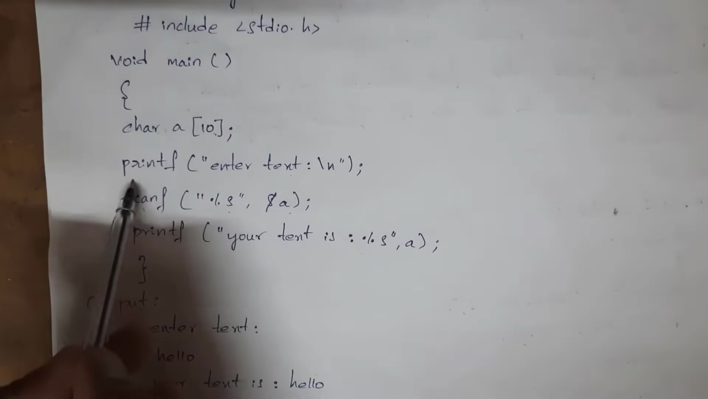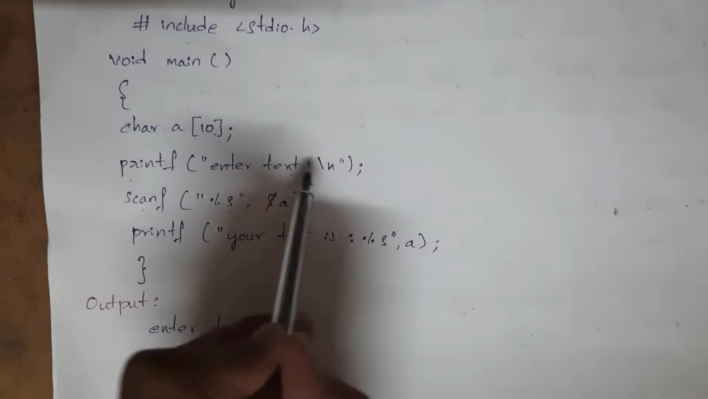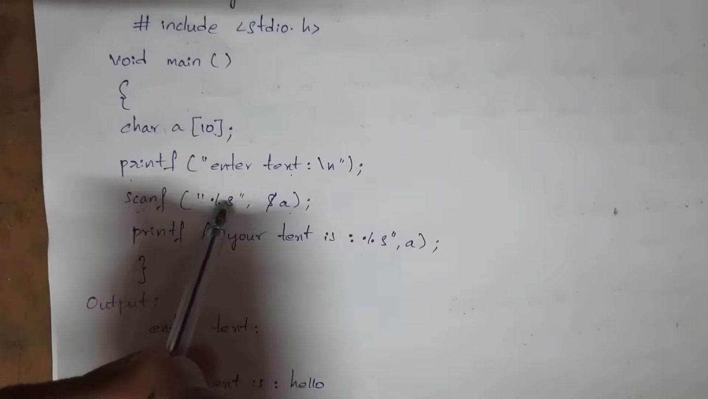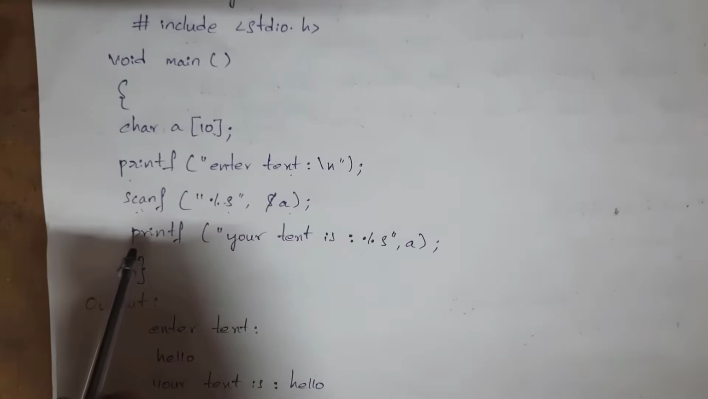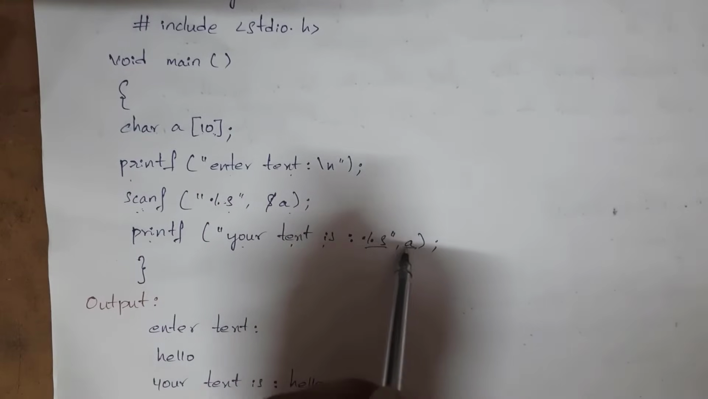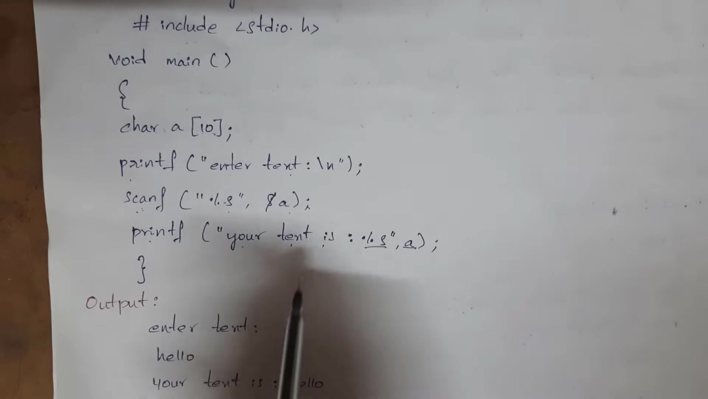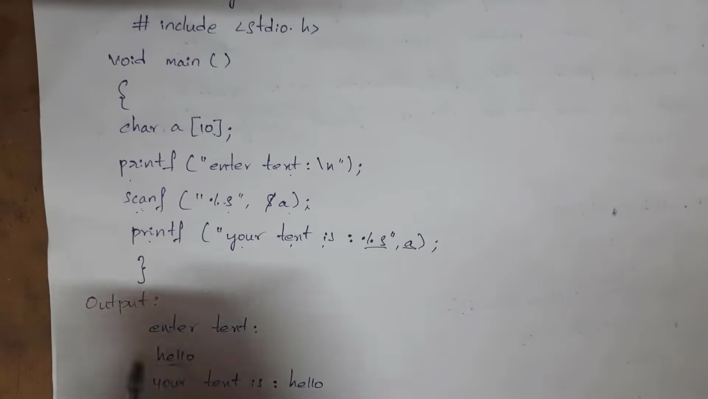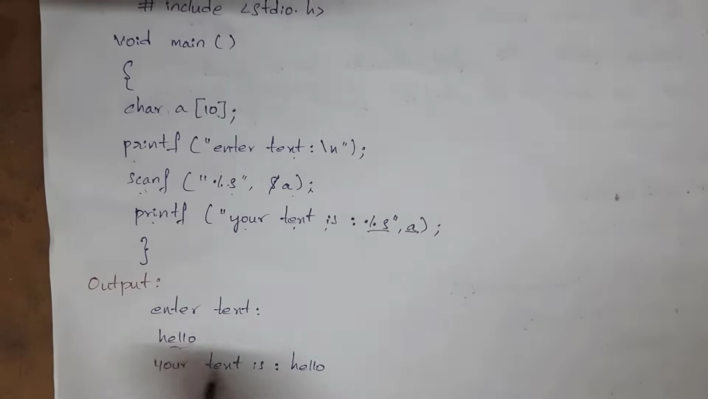After that I wrote printf "enter text". By writing this printf function, in the output screen I can see "enter text". And next I wrote scanf %s comma A. And after that I wrote printf "your text is %s" comma A. By using this scanf function I can write a string. So here I gave the string as hello. Whenever I write hello, I can see the output as "your text is hello".